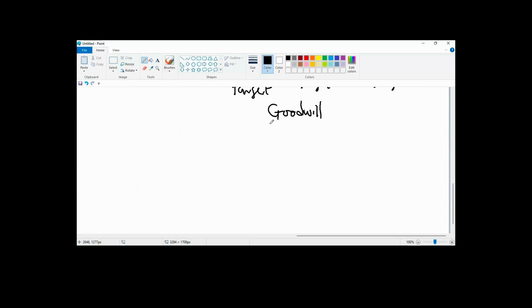Why do I need to know cost of investment? It is because of one thing: goodwill. It's a must. You must understand goodwill and the implication.